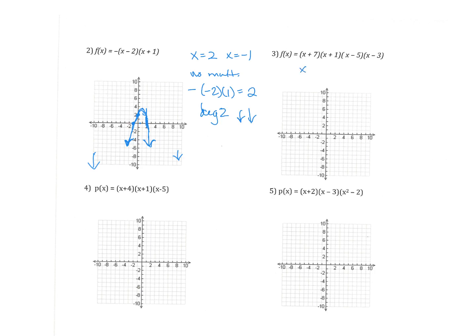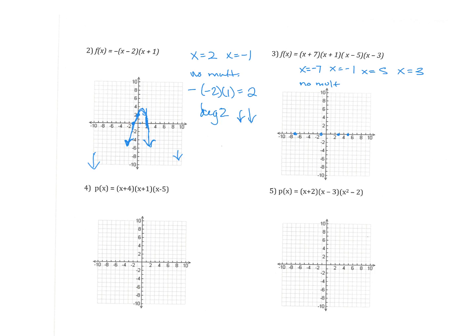Okay, let's take a look at number 3. My x-intercepts are x equals -7, x equals -1, x equals 5, and x equals 3. So I'm going to just go put dots at those. And then my y-intercept, multiplicity. There's no multiplicity, so there's going to be no bounces and no bends.